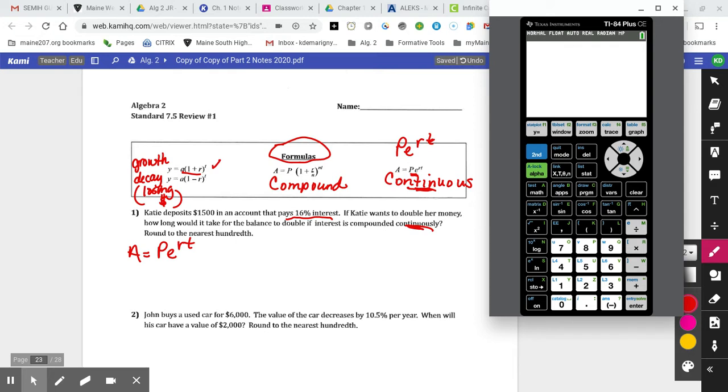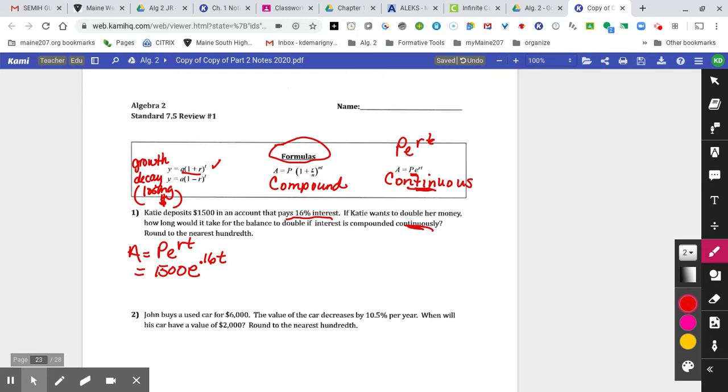All right, well, here's what happens. Her principal, the amount of money that she starts with, is $1,500. E is a set amount. The interest rate is 16%, 0.16. It's a 2-digit rate. 16 is 2 digits, so I do not need the 0 in front of it. But what I don't know is the time. So I'm going to put that in as time.